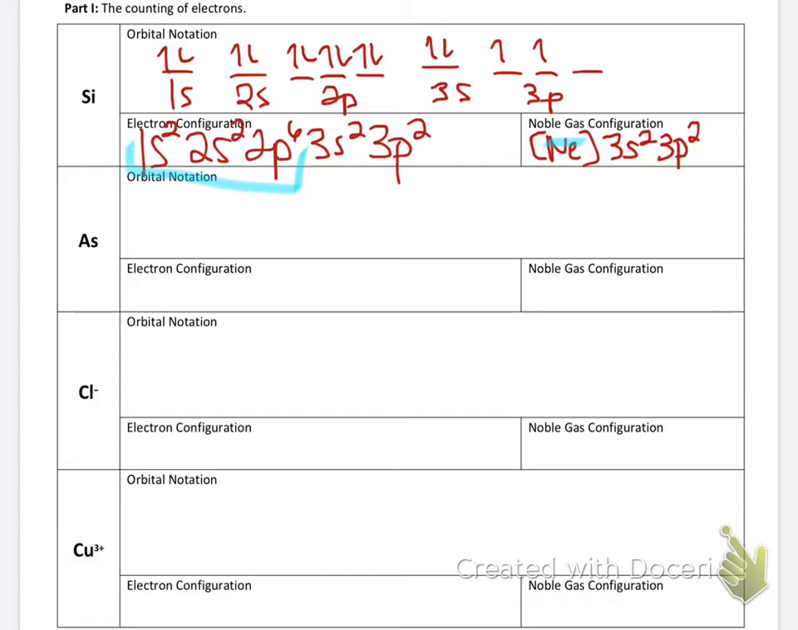Go ahead and take a moment and try out this next element, arsenic, on your own. Resume the video when you're ready to check that.